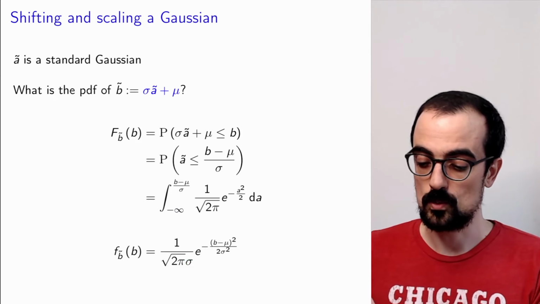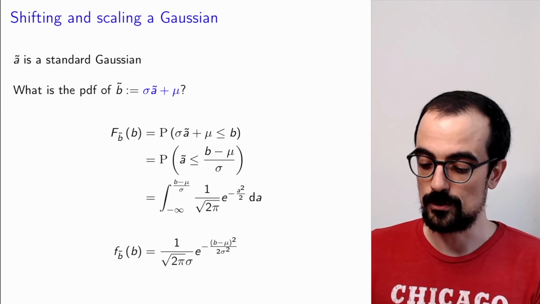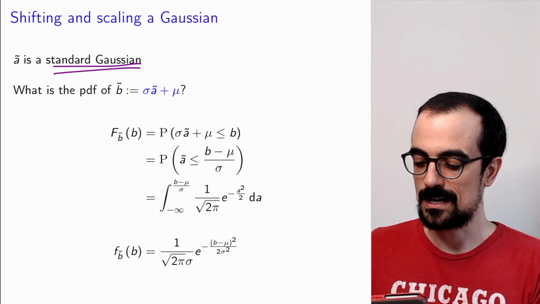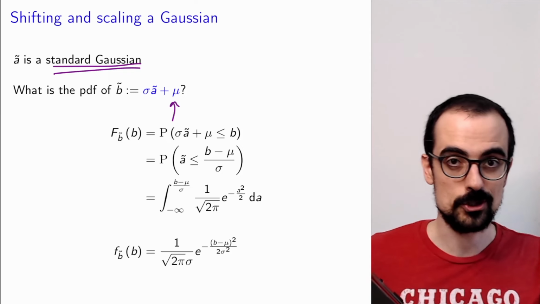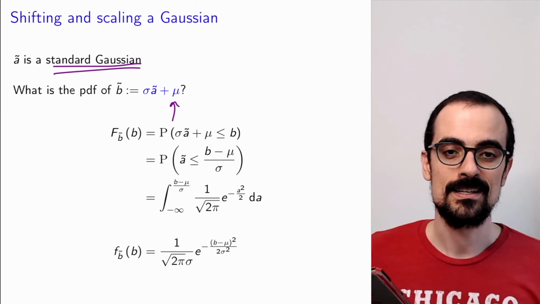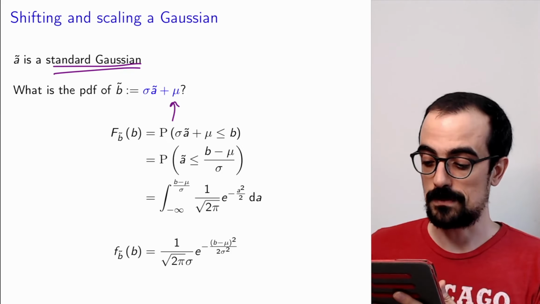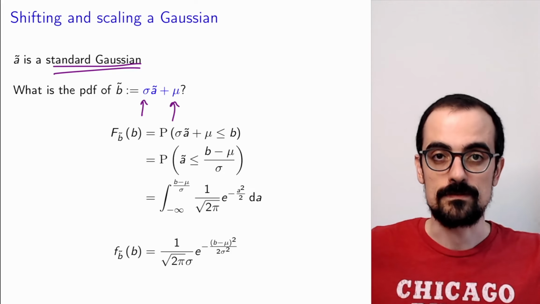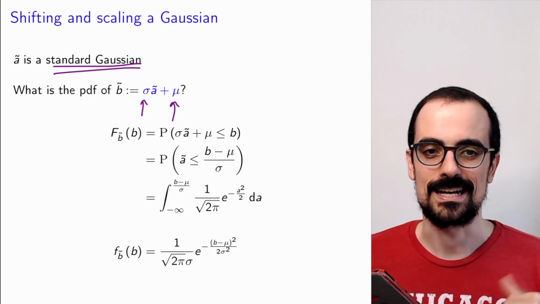We started with a Gaussian with mean 0 and standard deviation 1. If we add a constant, then we shift the distribution by that constant. And if we multiply the random variable by a certain constant, we're making it fatter or thinner by exactly that ratio.